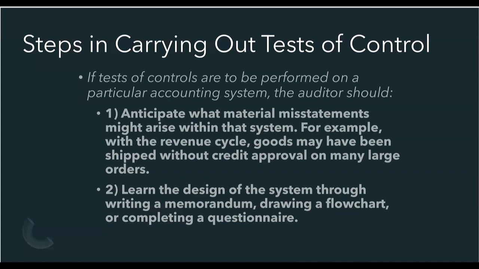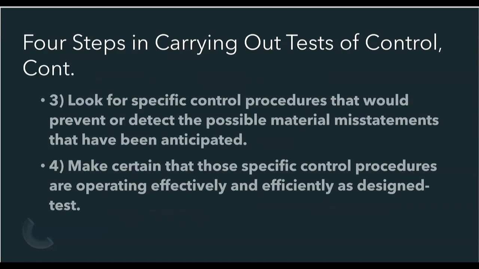because they maybe didn't check the credit before shipping the goods. Then number 2, you'd have to learn the design of the system through, we said, writing a memo, drawing a flowchart, or completing a questionnaire. So we've done that. We've gained an understanding of the client's environment and internal control, and we've documented our understanding through the use of one of these. And then the next step would be we're looking for specific control procedures that would prevent or detect the possible material misstatements that have been anticipated.